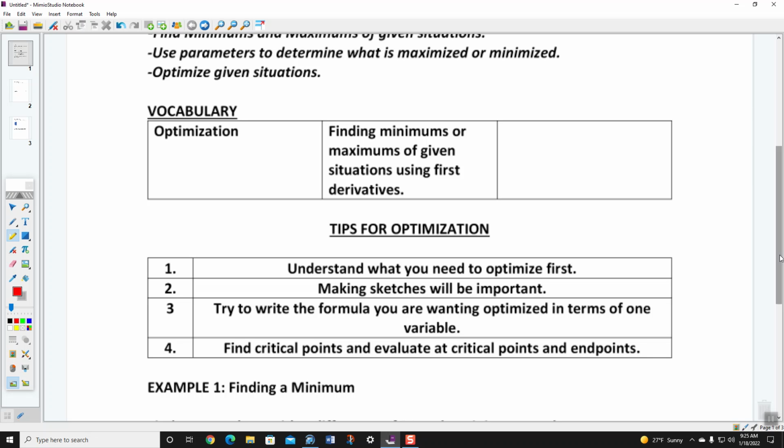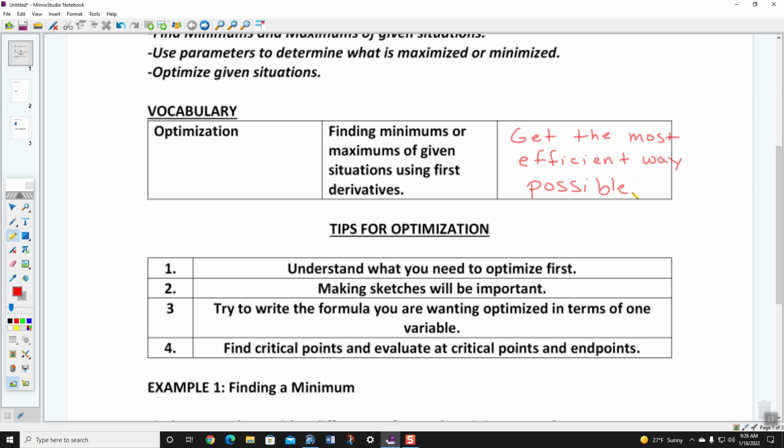And really the only vocabulary you have today is optimization. You're either finding minimums or maximums of given situations using first derivatives, okay? When I say optimize, I think of optimization as getting the most efficient way possible. Okay? So if you can think of optimization as what's the most efficient way to do this, then that'll be good for you. All right?